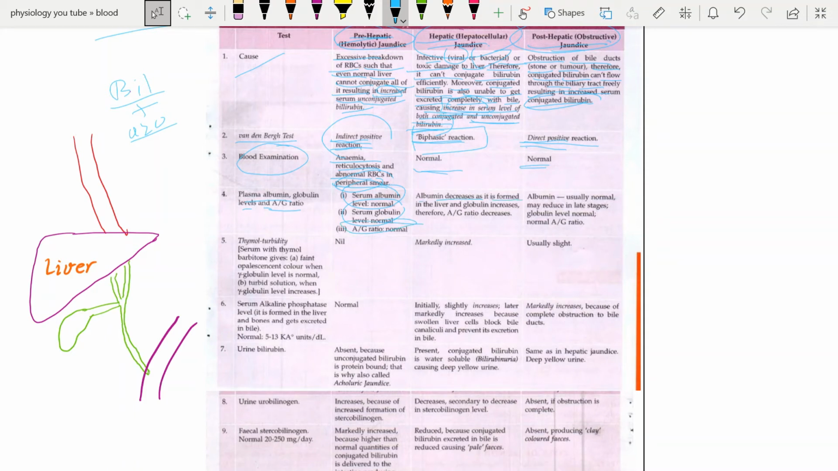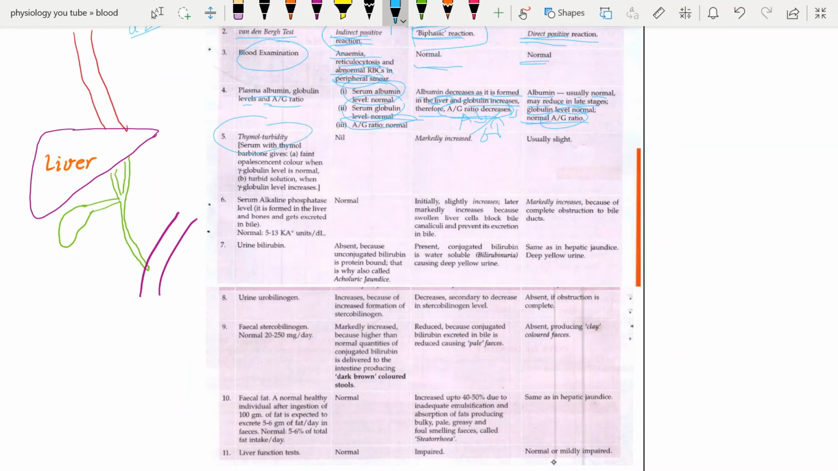Albumin is decreased as it is formed in the liver in the hepatic jaundice, and globulin increases, therefore the AG ratio decreases. Albumin is decreased and globulin is increased, so there is a decreased AG ratio. In post-hepatic, albumin is usually normal and may reduce in late stages. Globulin level is normal, so normal AG ratio.